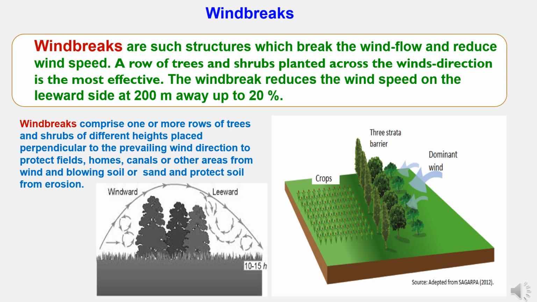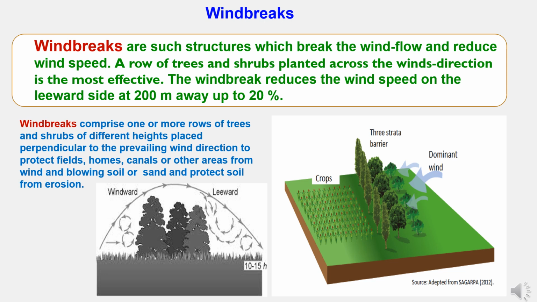Now windbreaks. What are windbreaks? Windbreaks are structures which break the wind flow and reduce wind speed. A row of trees and shrubs planted across the wind direction is the most effective. The windbreak reduces the wind speed on the leeward side at 200 meters away by up to 20%. Leeward side means the flow of wind after crossing the trees.